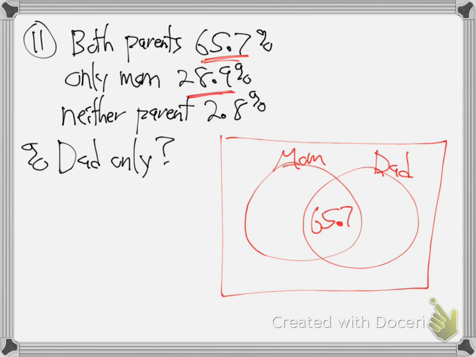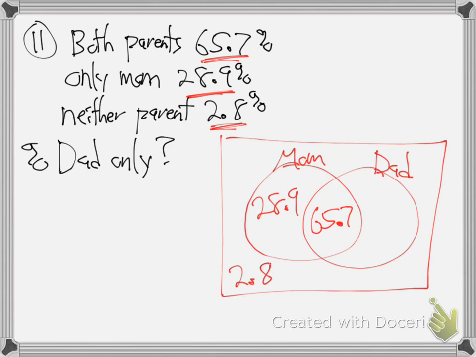Only mom, 28.9. Can I put that somewhere? What does only mom mean? You're in the mom circle. Are you in the dad circle? No. You're only in the mom circle. So that's right here. Does that make sense? That's directly right there. Neither, where does that go? 2.8, neither living with mom nor with dad.